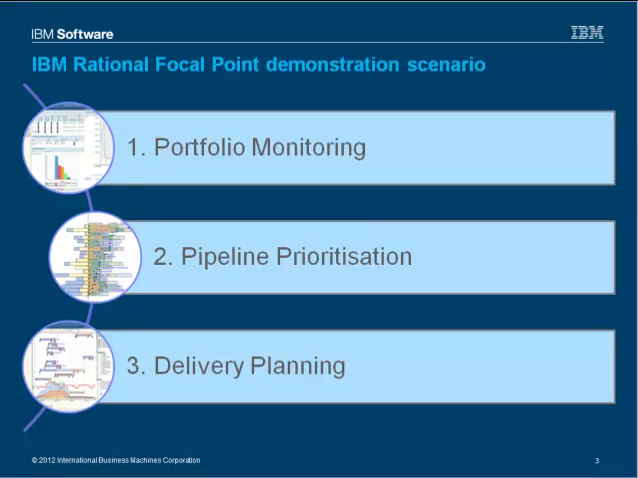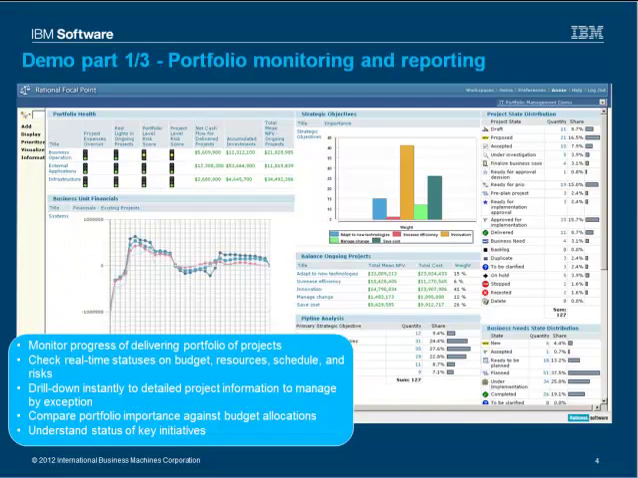The first is portfolio monitoring and reporting. In this scenario, we're going to look at how we can use dashboards in Focal Point to understand where our portfolio is at, and then we're going to look at how we can use capabilities to understand the status of key initiatives and to make sure that we are alerted when things are potentially going wrong.